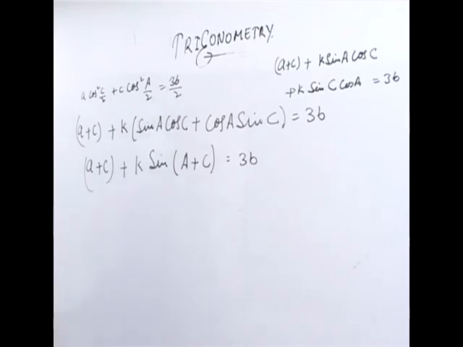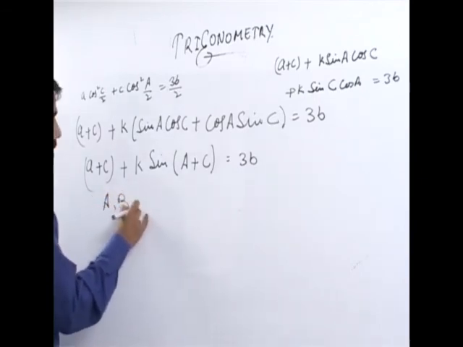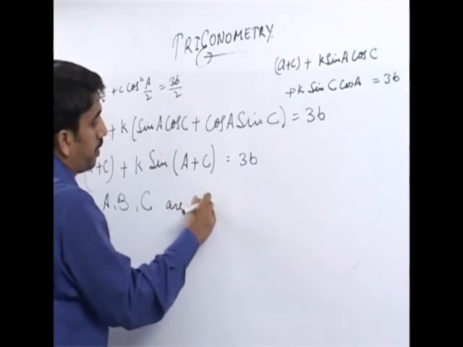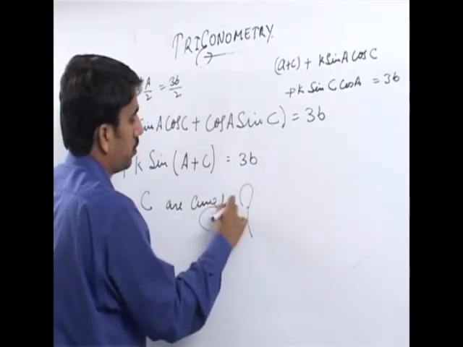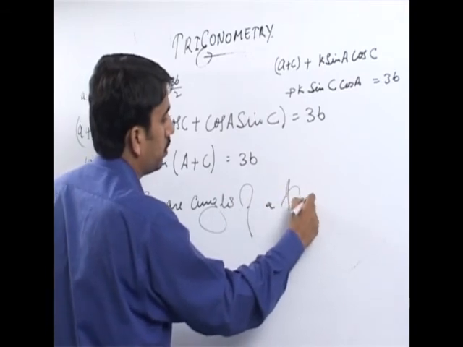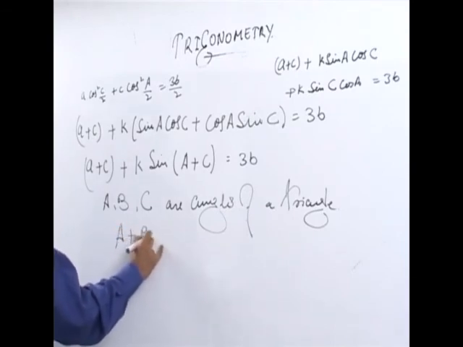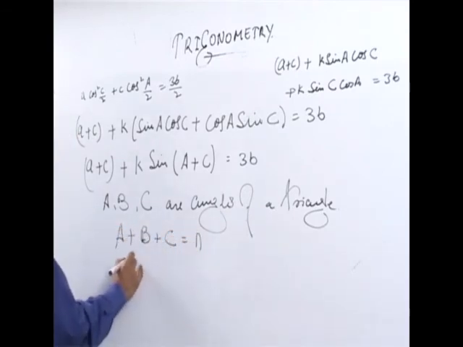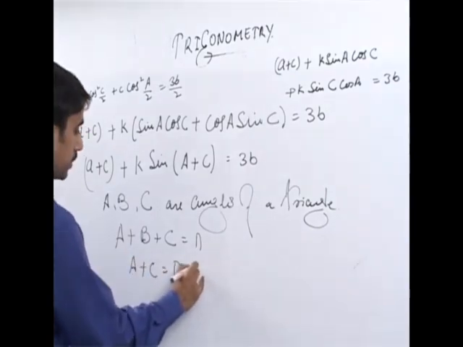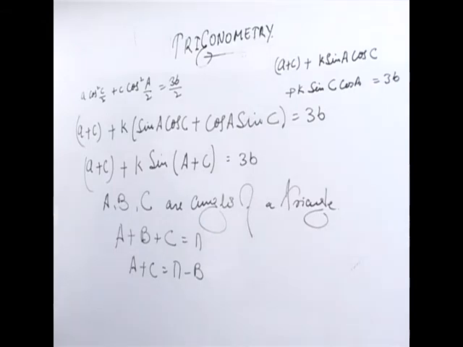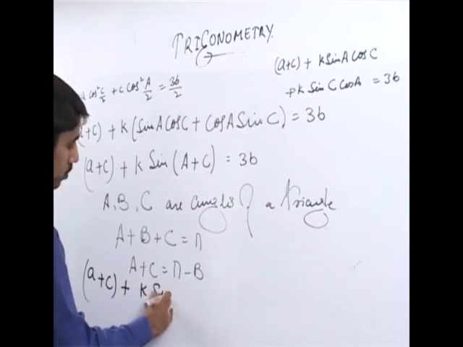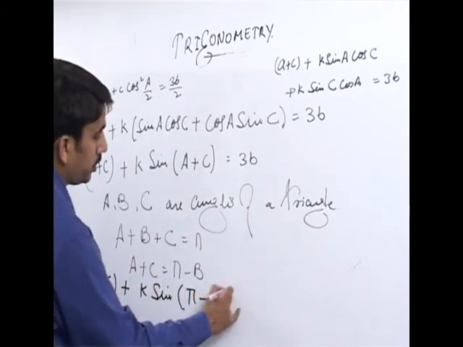So a plus c plus k sine of (A plus C) is equal to 3b. Now since A, B, C are angles of a triangle, therefore capital A plus capital B plus capital C will be equal to pi, and here A plus C will be equal to pi minus B. Now put this pi minus B here, so you will get a plus c plus k sine of (pi minus B) is equal to 3b.